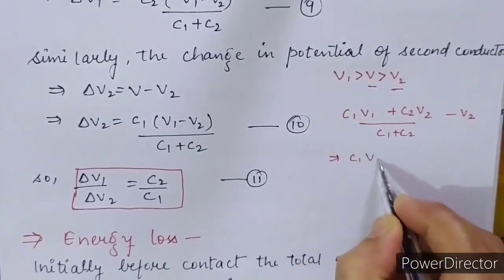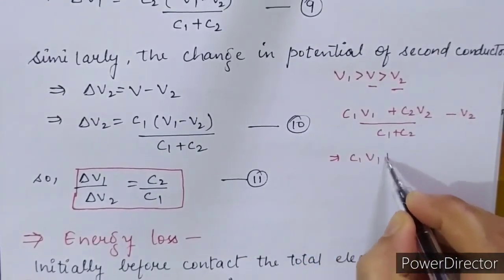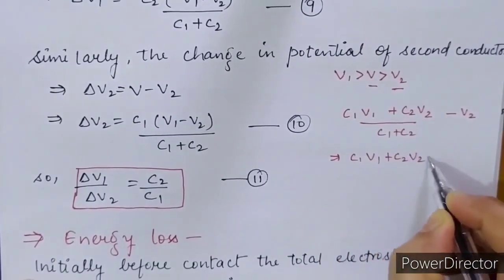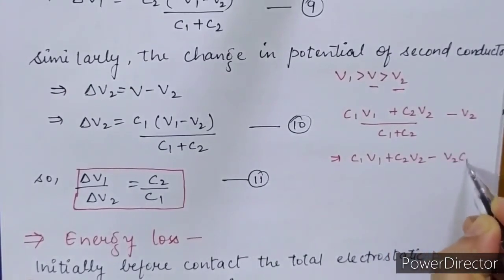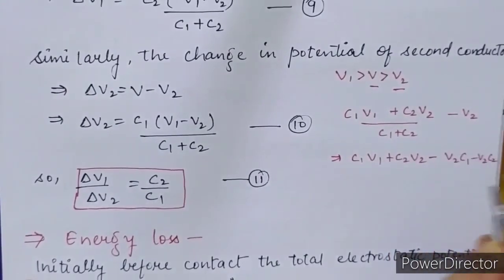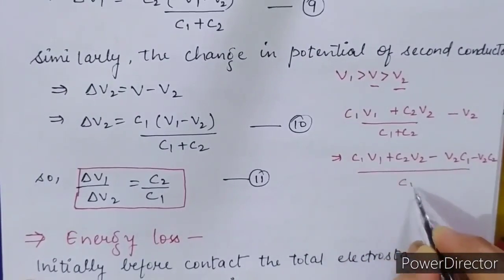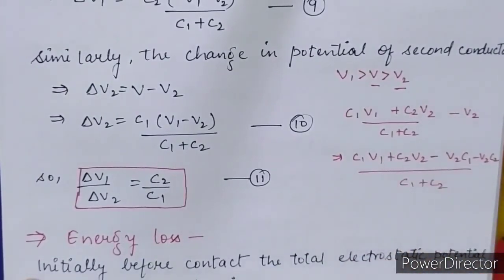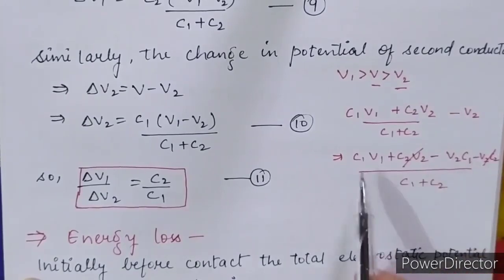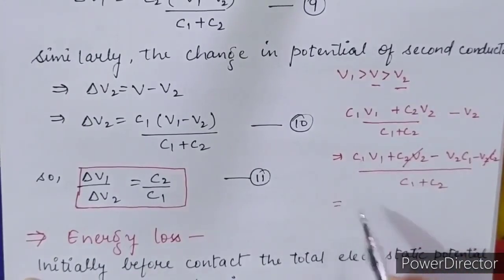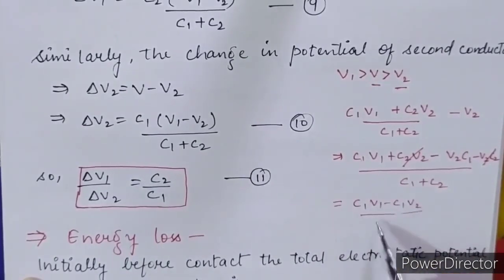C1 V1 plus C2 V2 minus, solving this bracket, V2 C1 minus V2 C2, divided by C1 plus C2. Okay, C2 V2 and C2 V2, positive and negative cancel out. The remaining equation is C1 V1 minus C1 V2 divided by C1 plus C2.